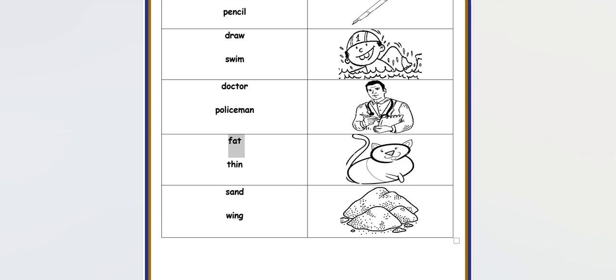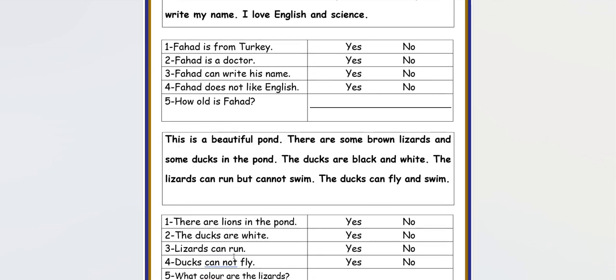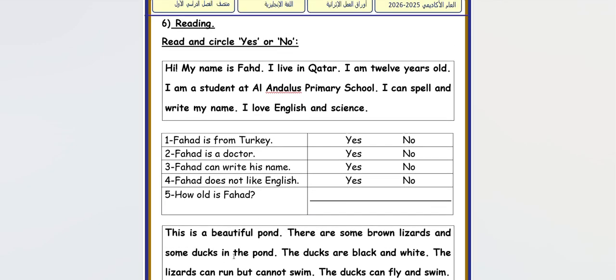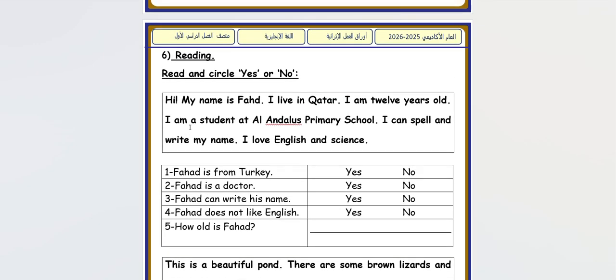Now, the last picture is like sand, we can find it on the beach. So I think this is sand, not a wing. So we put a circle around sand. Okay, next question. First, we read this text. Read and circle yes or no.